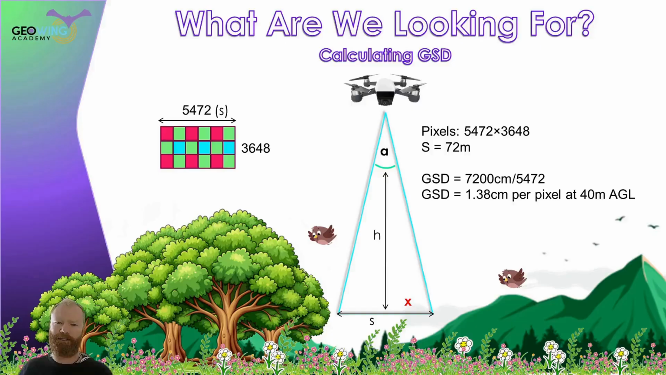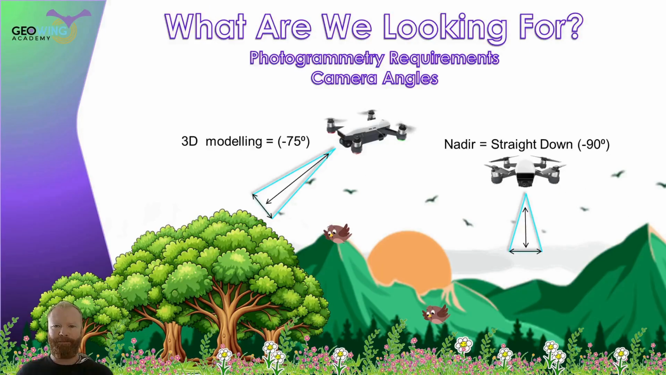In this case, we'll use 40 meters. Brilliant. So now we understand what our ground sampling distance is, and now we need to have a look at what some of the photogrammetry requirements are. If we're looking for a lot of three-dimensional information, our camera at a -75-degree angle is going to catch quite a lot of side information, which is really, really good. And that'll give us a better 3D model in the photogrammetry process.